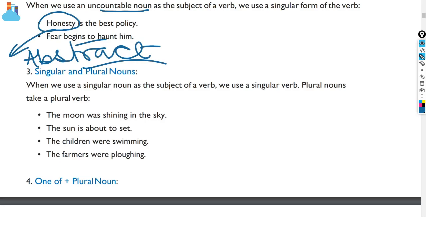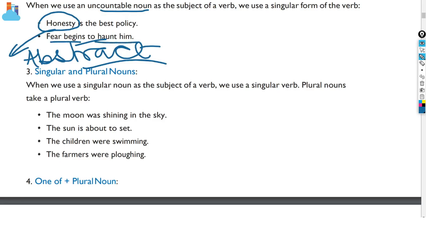It is better that you also see the division of the nouns so that you become very familiar. The noun is a particular part of speech, and that is very important, because you become familiar with the different types of noun, singular and plural. You also know whether a noun is a simple noun or compound noun. All these things you have to know from there. Therefore, honesty is the best policy. Fear begins to haunt him.